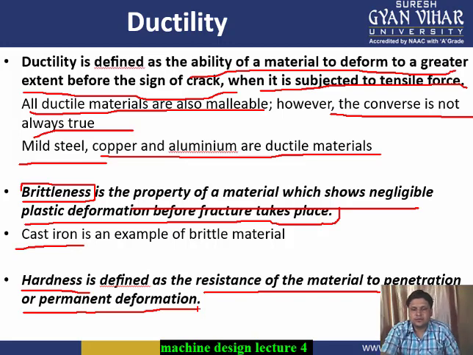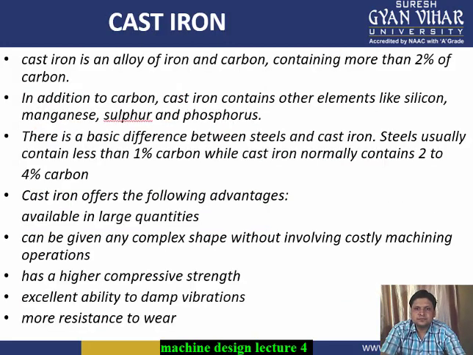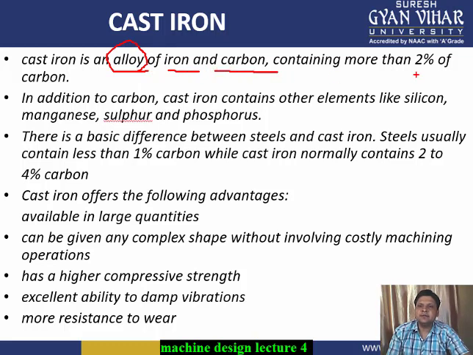Alright. Now let's discuss some of the properties of some very important materials like cast iron. Cast iron is an alloy of iron and carbon. Basically, cast iron is what? It is an alloy of iron and carbon containing more than 2% of carbon. If this alloy of iron and carbon contains more than 2% of carbon, then that is considered as cast iron.